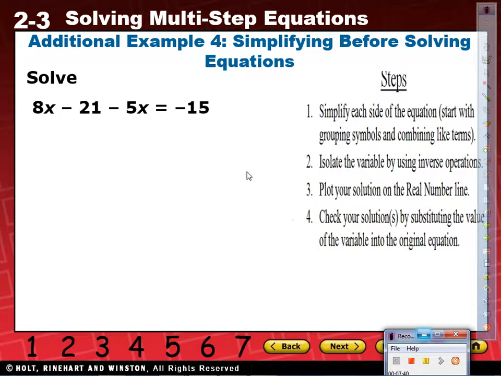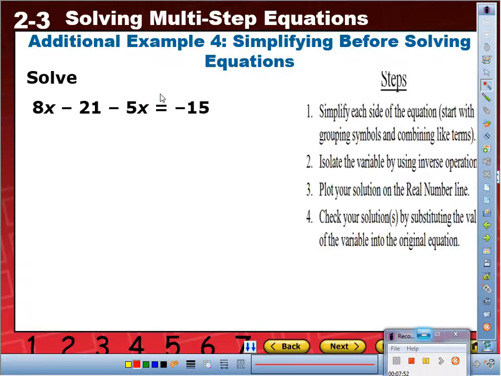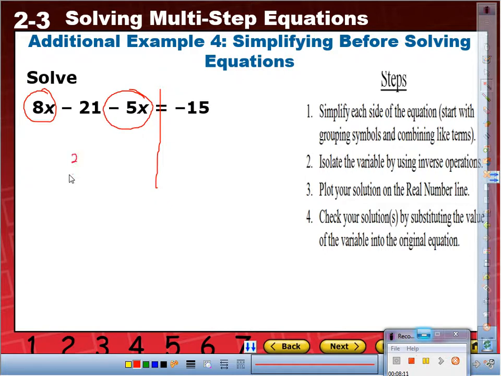Everybody look up, please. Here we go. Writing utensils down. Okay, here it goes. I'm going to draw my line down the equal sign once again just to distinguish which half I'm working with. Simplify each side. I cannot simplify this one, but I can simplify this one. It says by starting with grouping symbols or combine like terms. Can I combine anything here? Yes. 8 minus 5, what is that? 3x. I bring down the negative 21 equals negative 15. And you know what to do from there. Copy that and finish it off, please. Go.